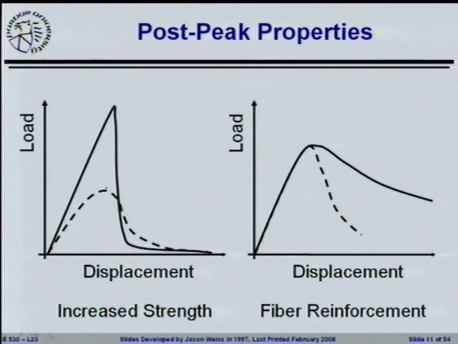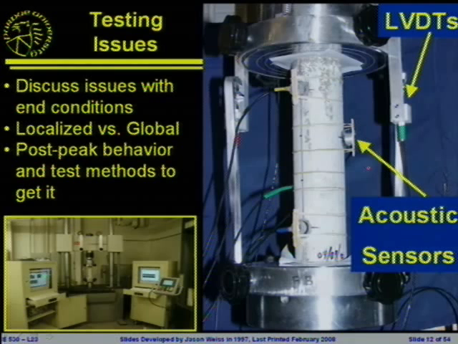Pre-peak and post-peak properties, obviously as you increase strength, we talked about it becoming more linear. We talked about the post-peak dropping off. When you put fibers into the system, fibers don't increase the strength. Until you get to a certain volume, the fibers don't really do anything except they will alter the post-peak response. They will alter the toughness of the system.